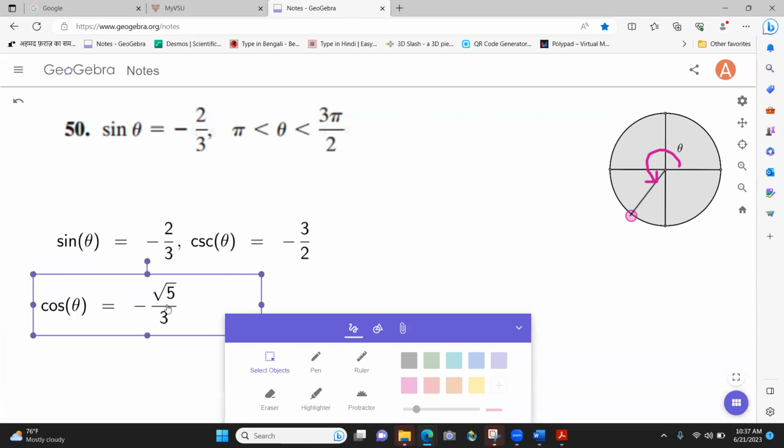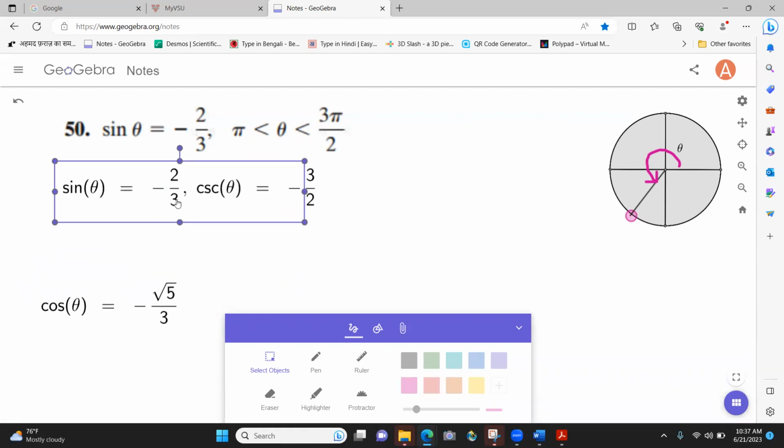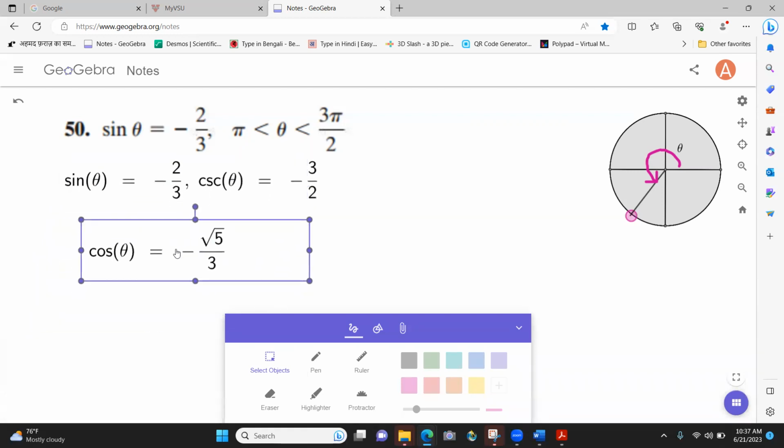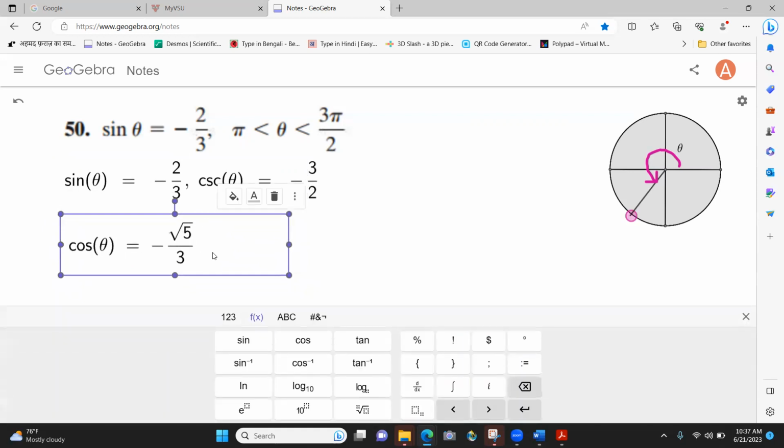And I like to write cosine in the bottom, sine on top. Then when you do tan, you can just cancel. And secant theta is equal to negative 3 over square root of 5.